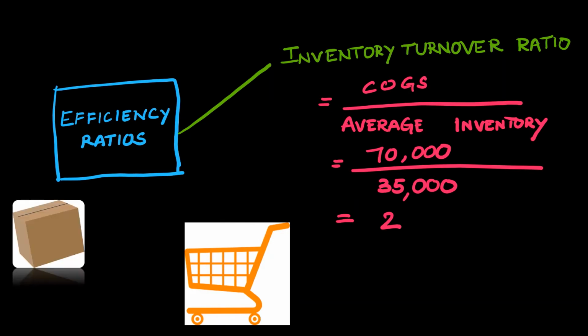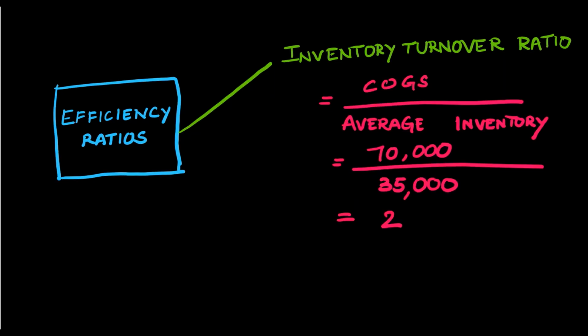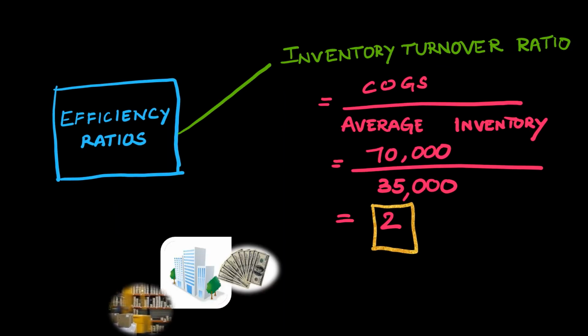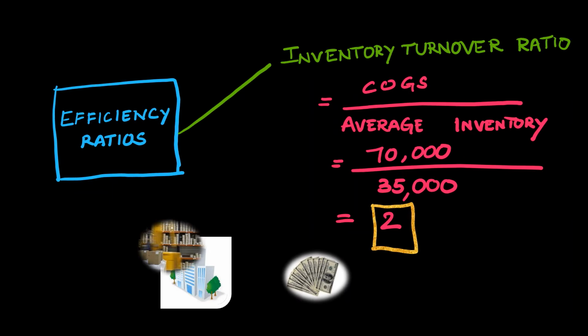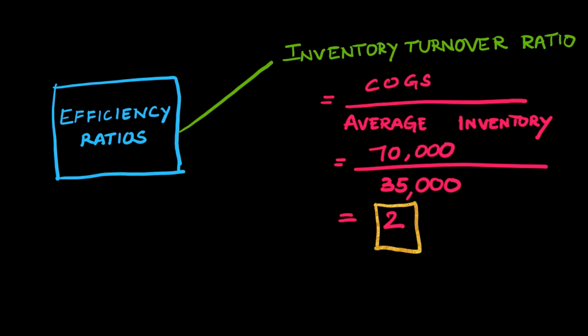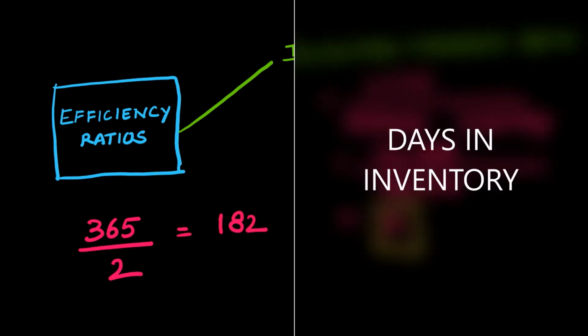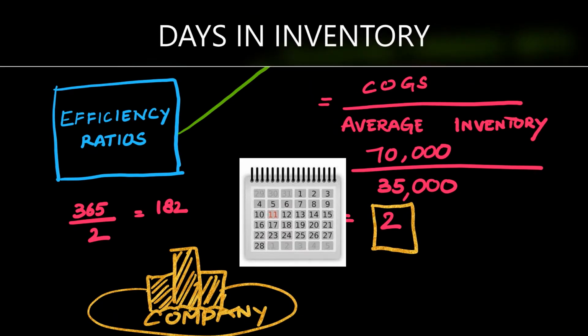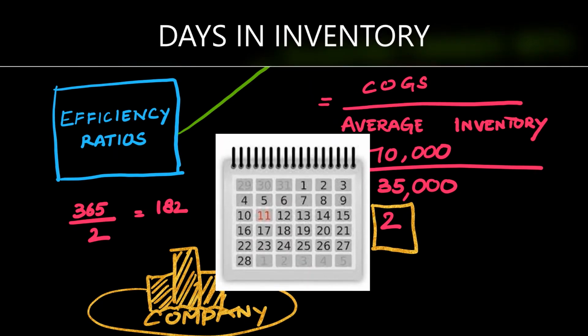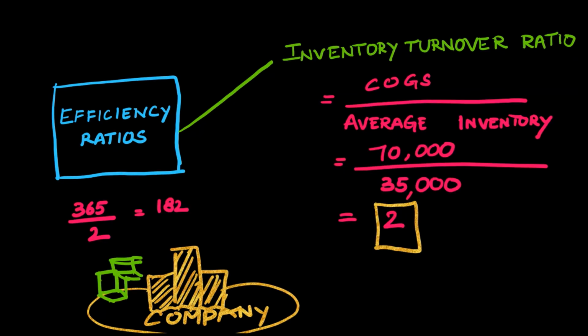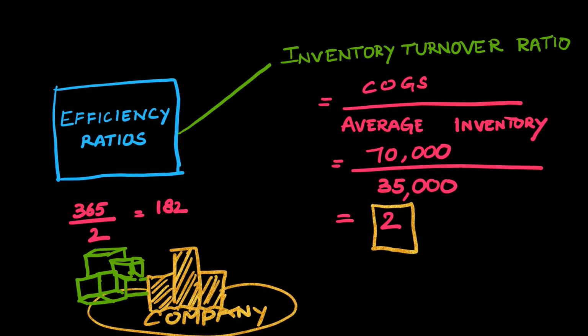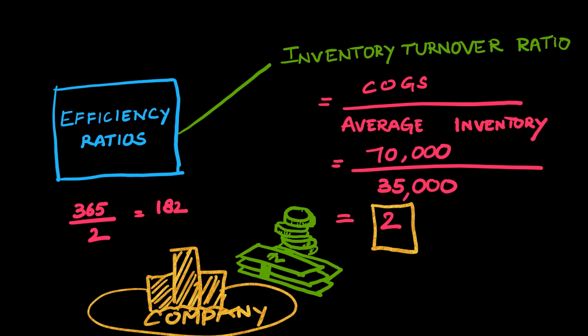It is better to have a good turnover ratio because it indicates the ability of the business to convert its inventory into cash more often. In other words, the business is turning its inventory into cash every 182 days. These are called days in inventory. So days in inventory is the number of days on average that the company holds its inventory before selling it and making cash out of it.